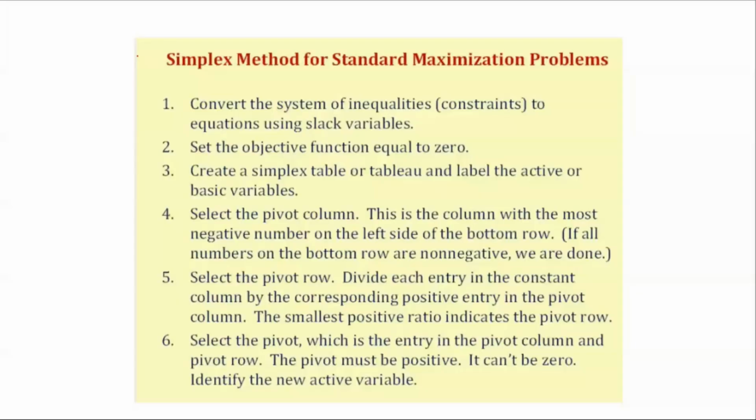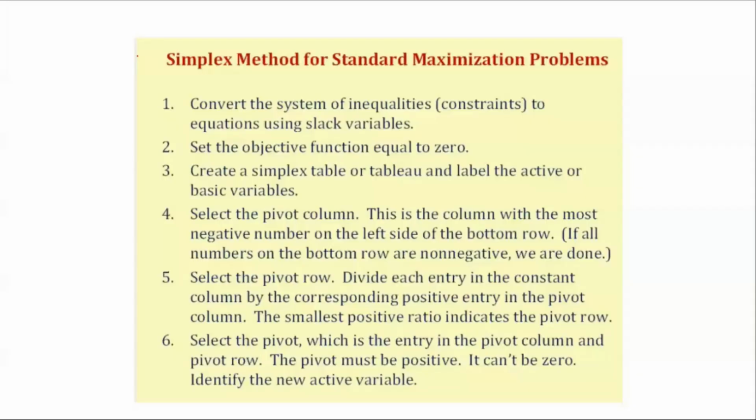So it says if all numbers on the bottom row are non-negative, then the simplex procedure has really run its course and you are done, right? Then it says to select the pivot row. So we got a pivot column already. And now we want to pick out the pivot row. How will you know what the pivot row is?